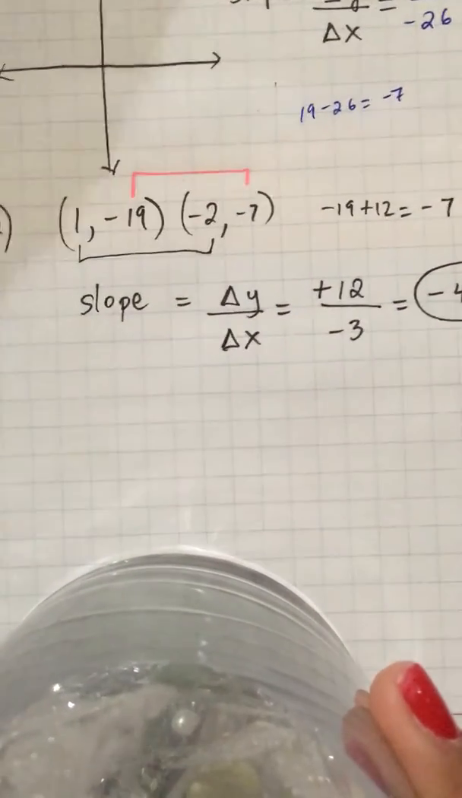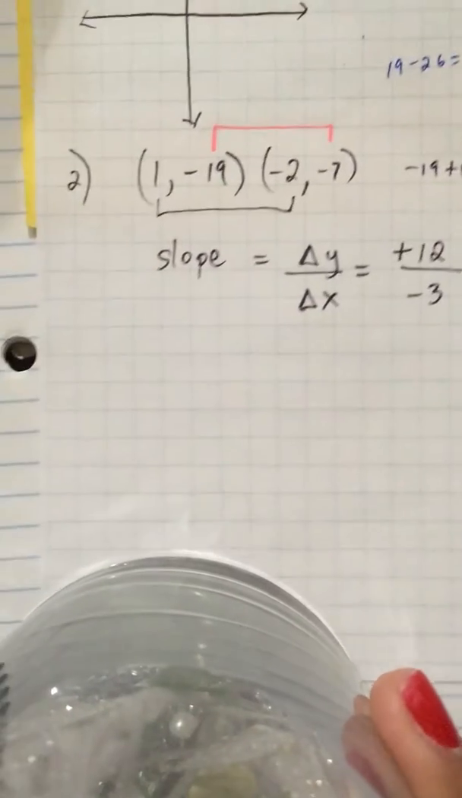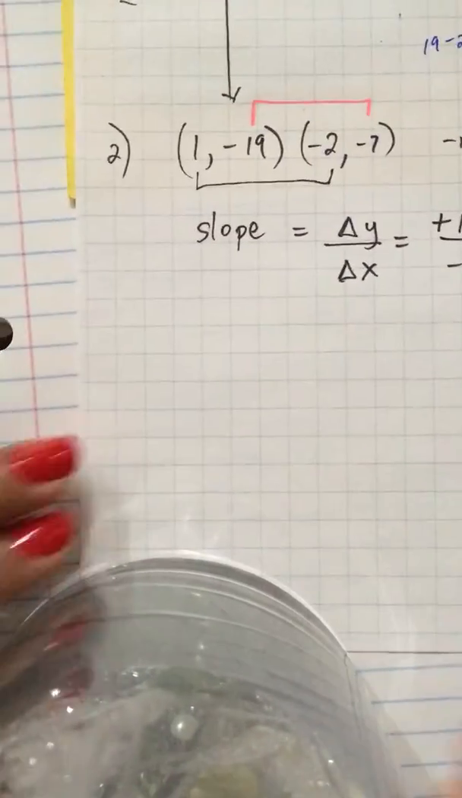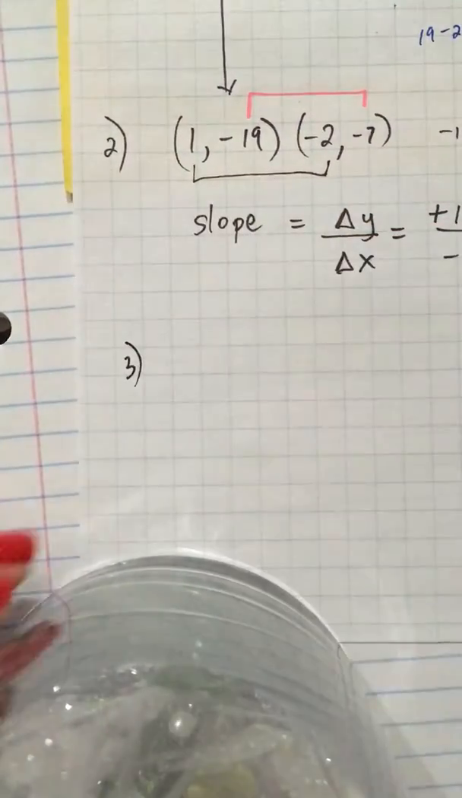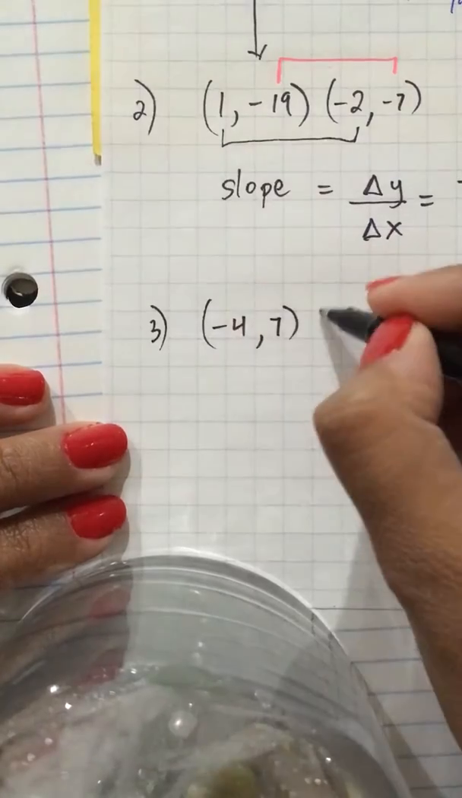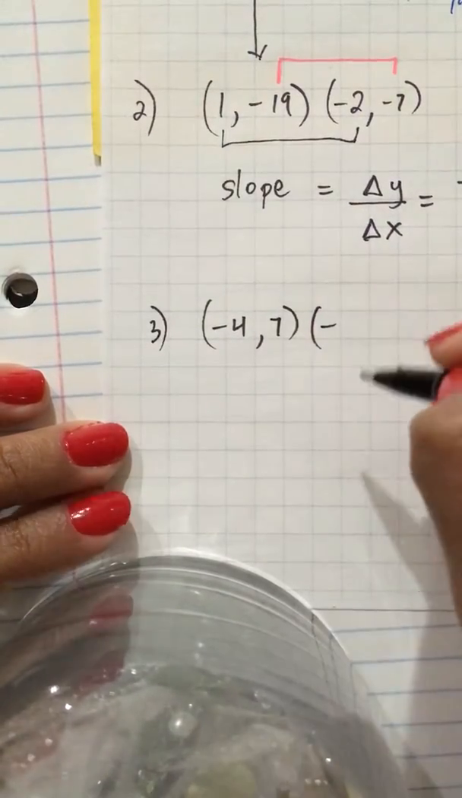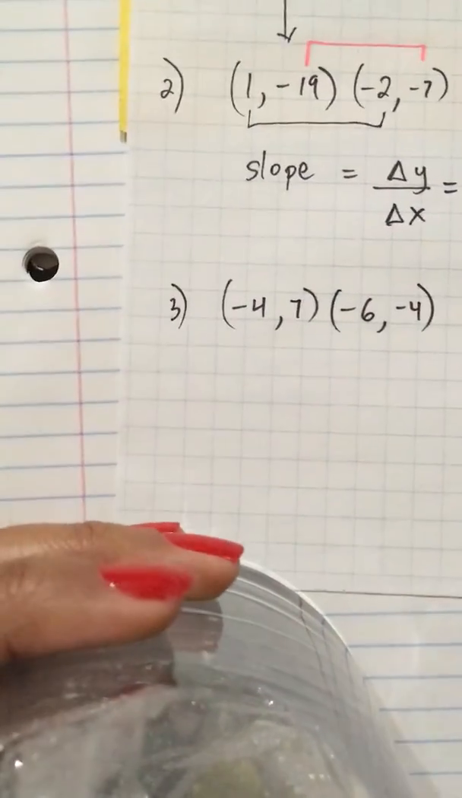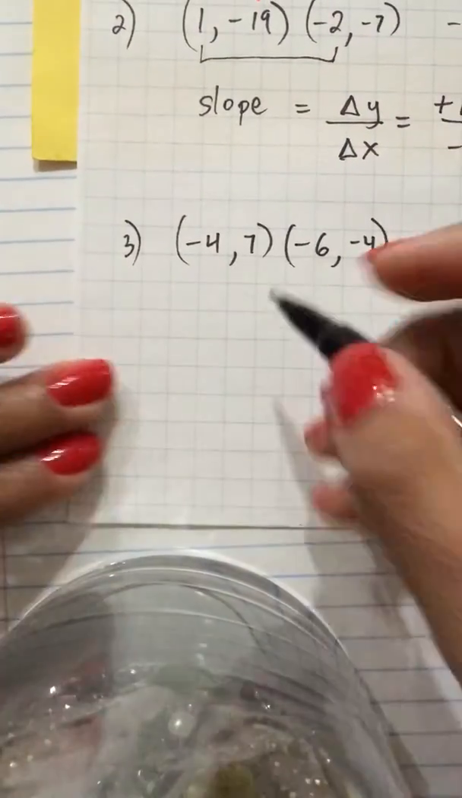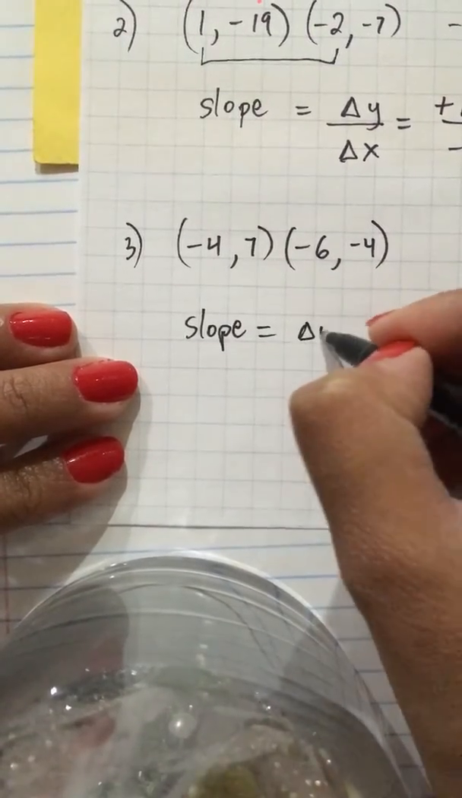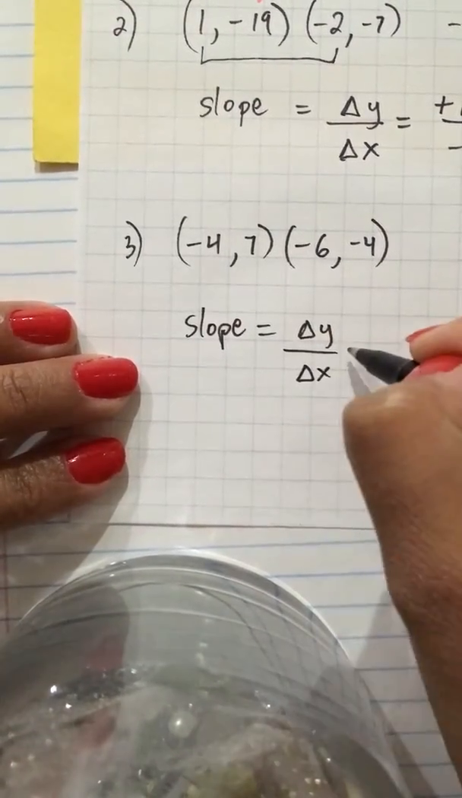I'll do one more just to help us out. And so this one is going to be the third one, and it's (-4, 7) and (-6, -4). So again, it's always good to write stuff out. So I know my slope is change in y over change in x.